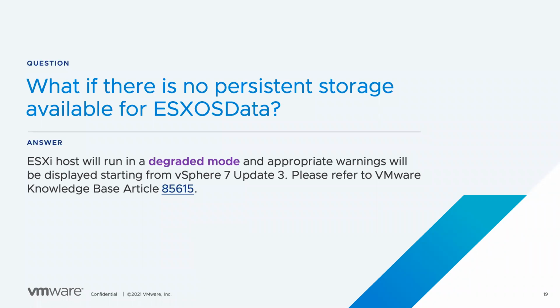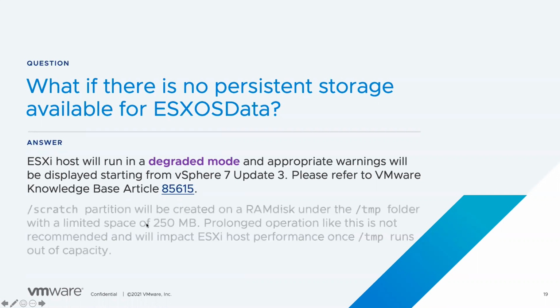As most of you know, we have recently pulled out vSphere 7 Update 3. But what it means is that whatever is the replacement or the reworked patch release for vSphere 7 Update 3 will also exhibit the warnings and messages that you are running in a degraded mode, and you should move away from this particular configuration and have persistent storage available for the ESXi host. For this, you can refer to KB article 85615.